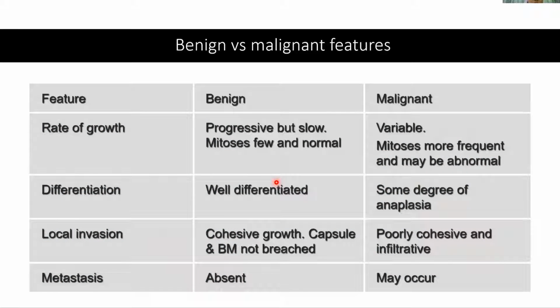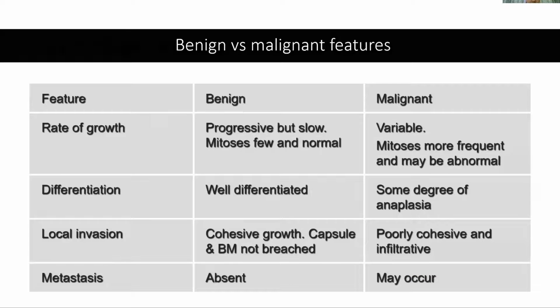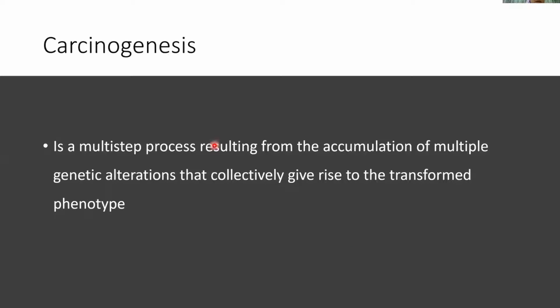This diagram is to show you the difference between benign and malignant features. In benign tumors, the rate of growth is slow. Mitosis is few but normal in form. In malignant tumors, growth is variable, with frequent mitosis of abnormal form. Differentiation in benign tumors is well differentiated, meaning similar to the cell of origin, whereas malignant tumors have poor differentiation or anaplasia. Local invasion is absent in benign tumors and infiltrative in malignant ones. Metastasis does not occur in benign tumors but can occur in malignant tumors.